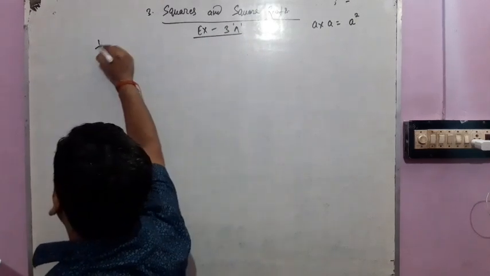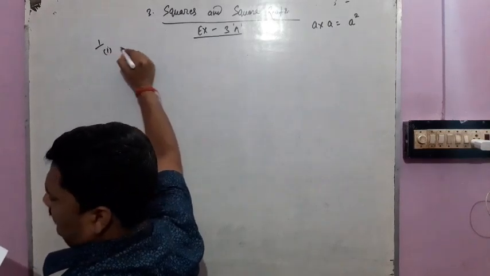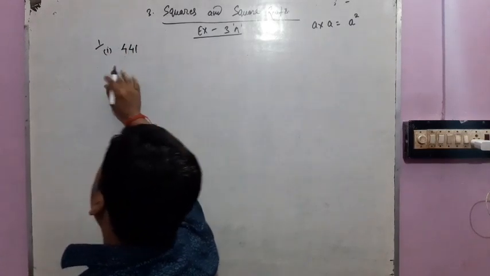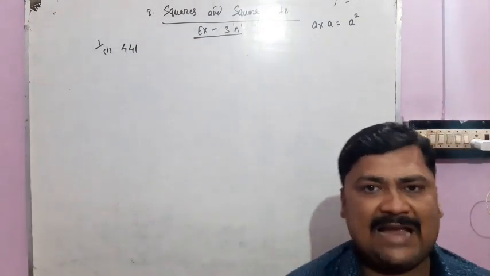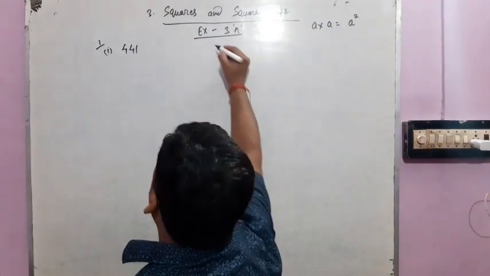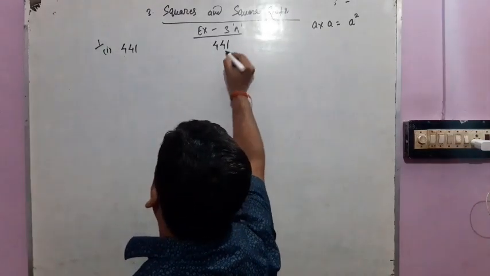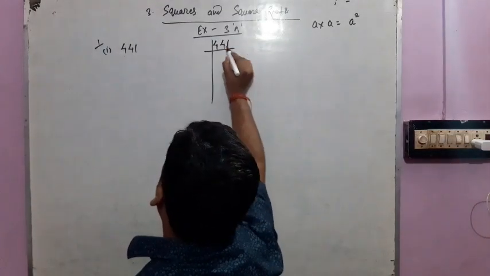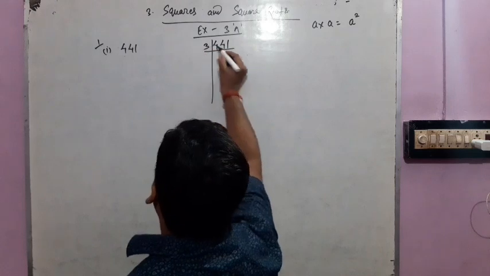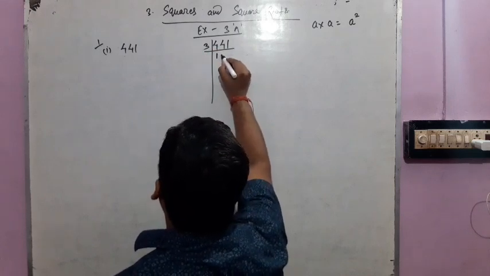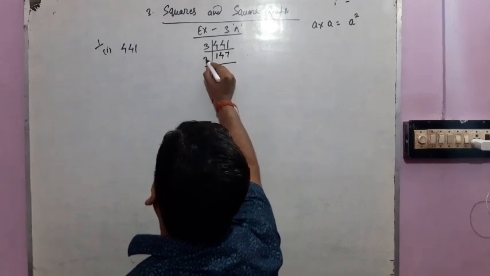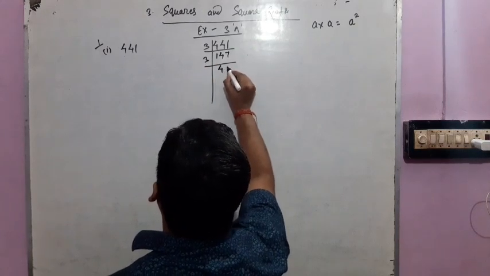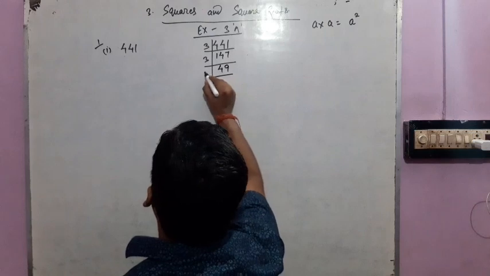Now, in the very first question, we have to find whether 441 is a perfect square or not. How can we decide it? For that, we have to prime factorize 441. Now it is not divisible by 2, so we have to divide it by 3. 3 1s are 3. 3 4s are 12 and 3 7s are 21. Again with 3. 3 4s are 12. 3 9s are 27. With 7.